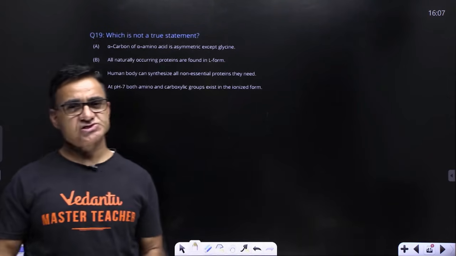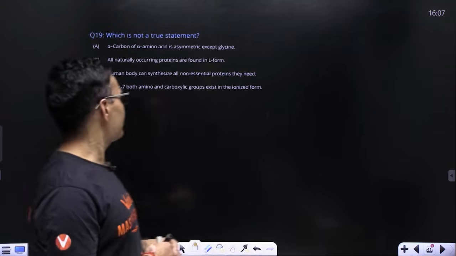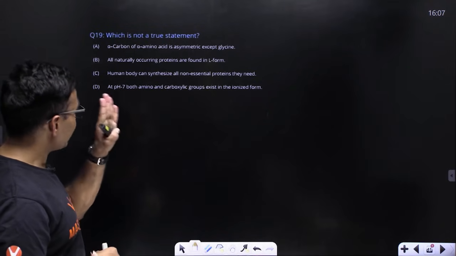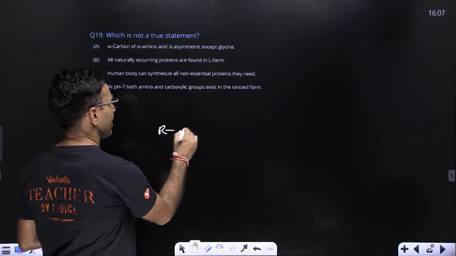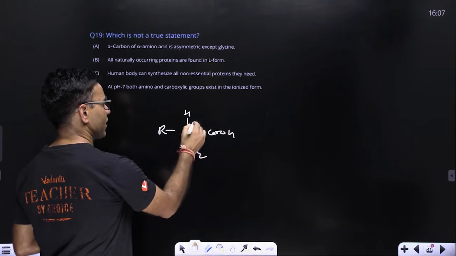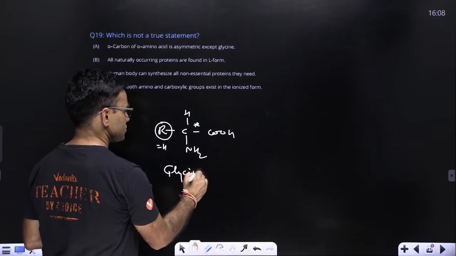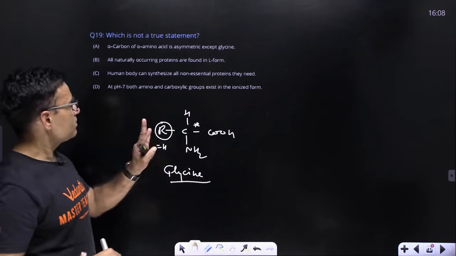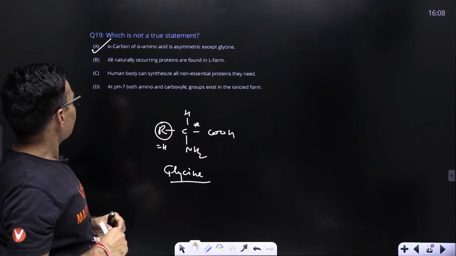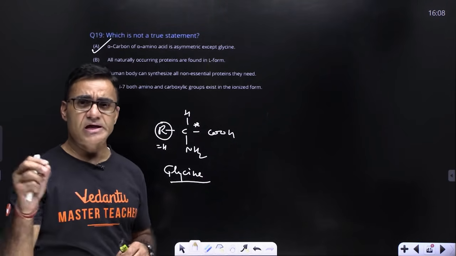This question is actually from the chapter of biomolecules, अमीनो एसिड का क्वेश्चन है। अमीनो एसिड के बारे में कुछ इंफॉर्मेशन दी हुई है, we have to find out which statement is true, not true in fact. Alpha carbon of alpha amino acid is asymmetric except glycine, actually in general alpha amino acids are having this kind of structure, right? Now since the carbon is always chiral except in case when R is equal to H where glycine is there, right? So only in case of glycine symmetry is lost, so asymmetric carbon नहीं होगा, so this is going to be a true statement. All naturally occurring proteins are found to be in L form, yes, natural amino acids are found to be having L configuration.